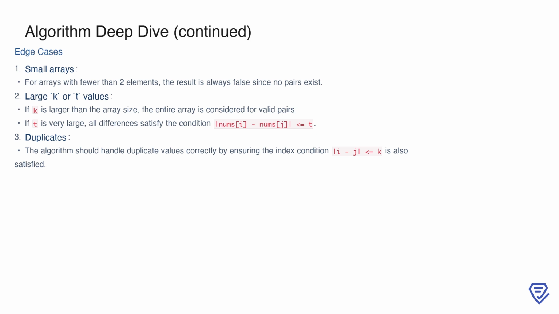Finally, it's important to consider edge cases. For very small arrays, specifically those with fewer than 2 elements, the result is always false because no pairs can exist. When k is larger than the array size, the entire array effectively becomes the sliding window, so all indices are considered for valid pairs. If t is very large, almost all differences between elements will satisfy the condition |nums[i] - nums[j]| ≤ t. Additionally, the algorithm must handle duplicate values correctly. Even if 2 elements are equal, the index condition |i - j| ≤ k must still be satisfied for the pair to be valid. These scenarios highlight the importance of carefully implementing the solution to ensure correctness in all cases.